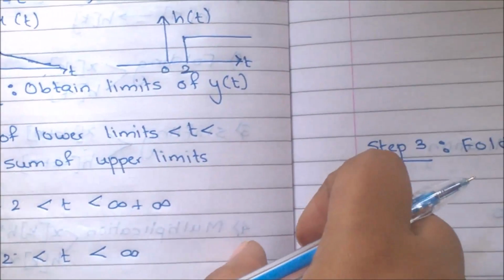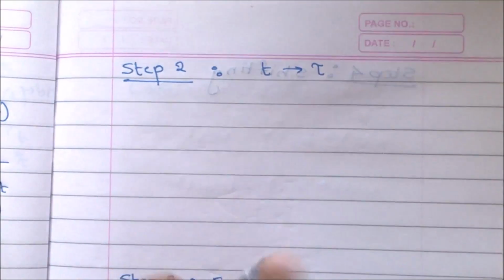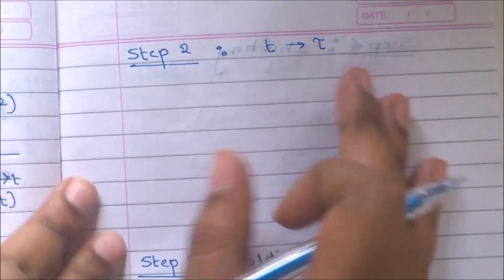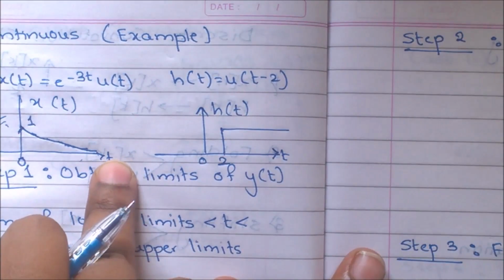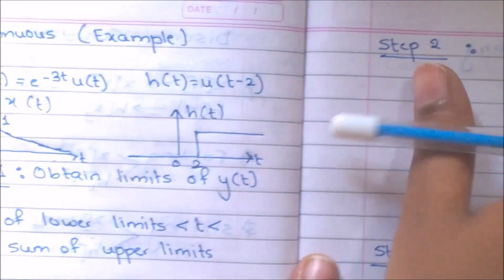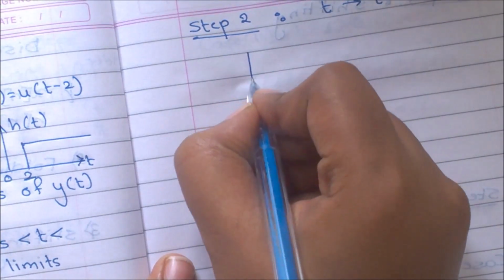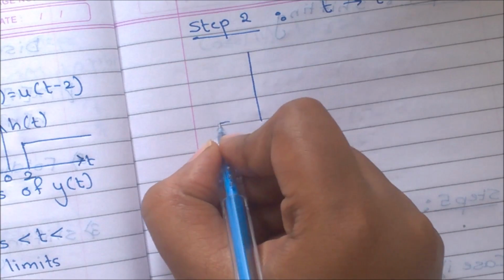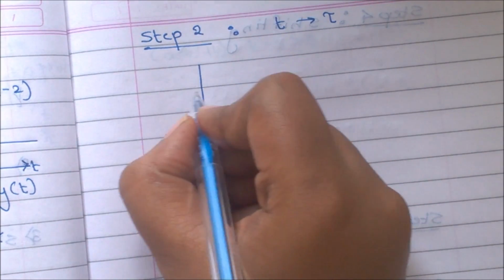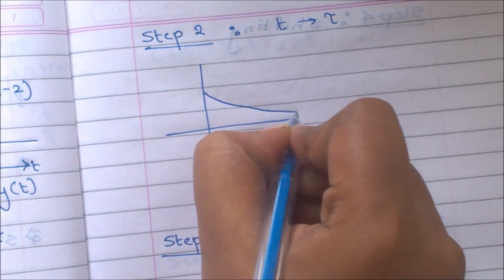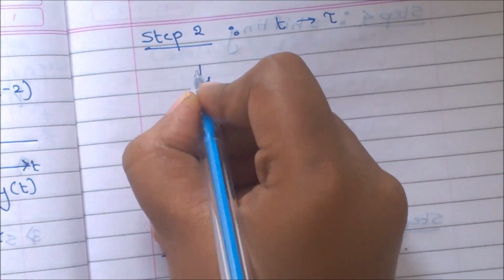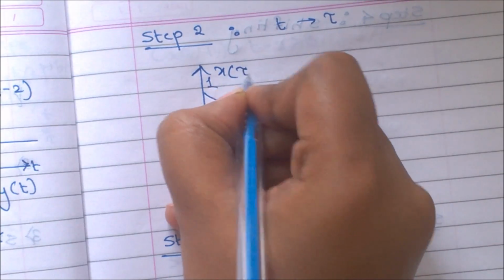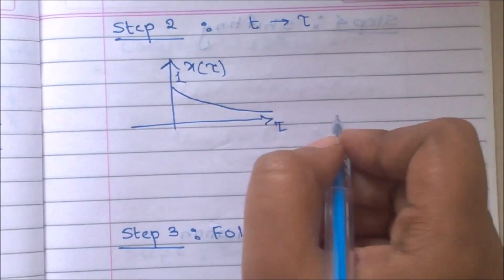The next step is conversion of t axis to tau axis. So x of t will become x of tau, and h of t will become h of tau.